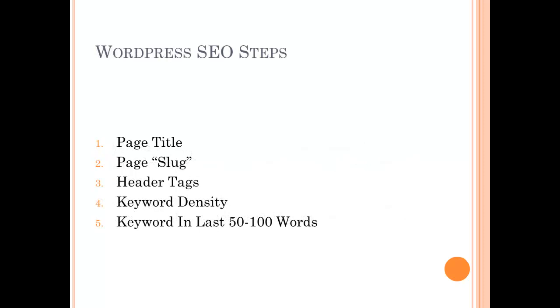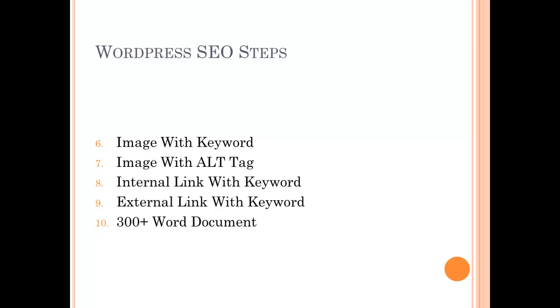The first 5 are listed here, and they are: ensure that your keyword is in the page title, it's in the page slug, it's included in header tags, and ensure that the keyword density is appropriate and that you also have the keyword in the last 50 to 100 words. Steps 6 through 10 are to ensure that you have an image with the keyword. Ensure that the image actually has an alt tag with the keyword inside of it. As well, have an internal link with the keyword and an external link with the keyword. And if your document is about 300 or so words, then that is a good size.